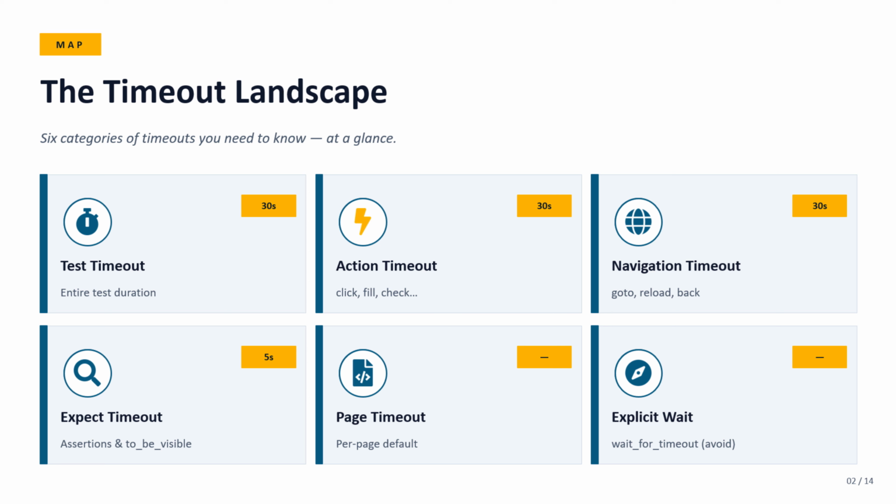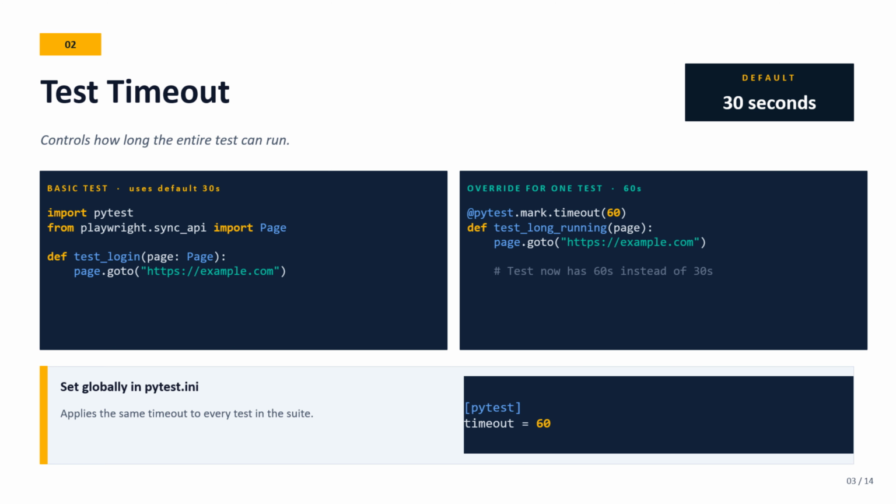Now let's talk more about the test timeout. This is the high level overview of the different categories. Now when we talk about the test timeout, it controls how long the entire test can run. If you're using Playwright Python, you have written a test function, so it will go to a page. This is a complete test.